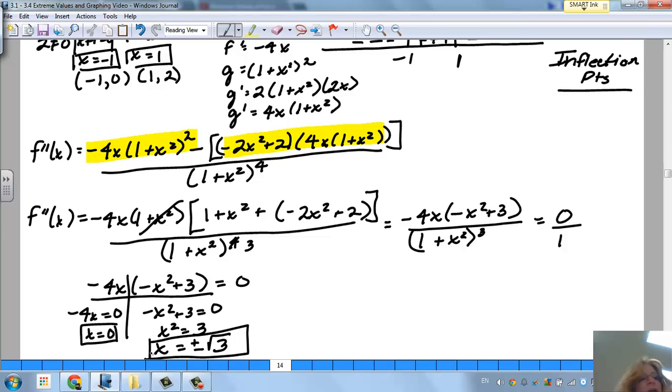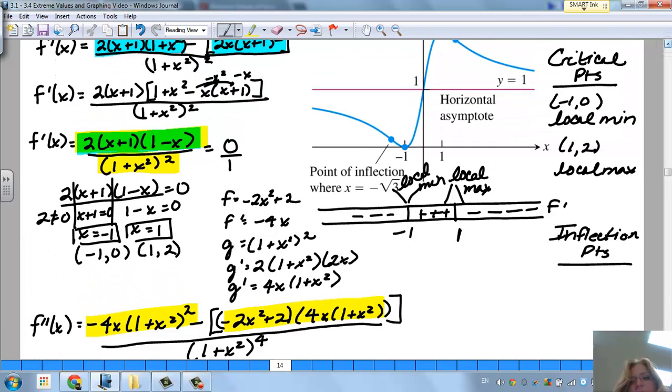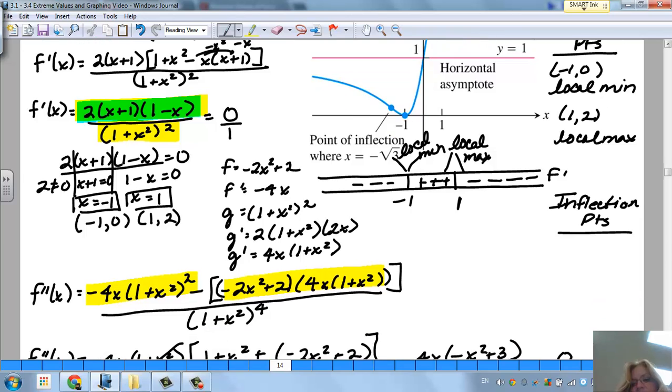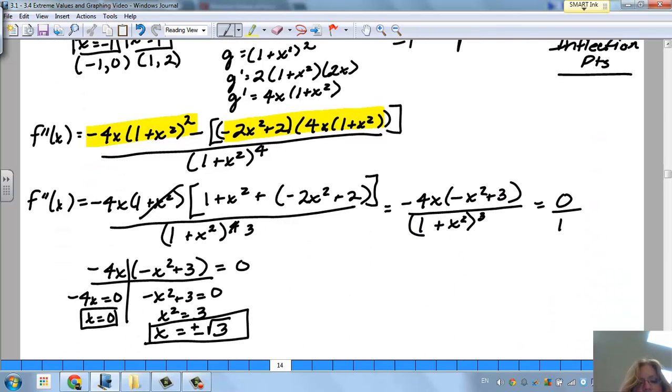So I know my inflection points are going to be, and if we look at our picture, the radical 3 kind of already showed up here. The 0 is also a change of concavity here, but right here we're going to put down our points. So I have radical 3 and negative radical 3, and I plug them back into the original function, so I get 1.87 for this one and 1.34 for this inflection point.